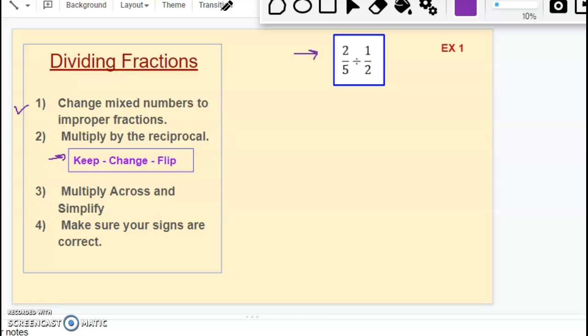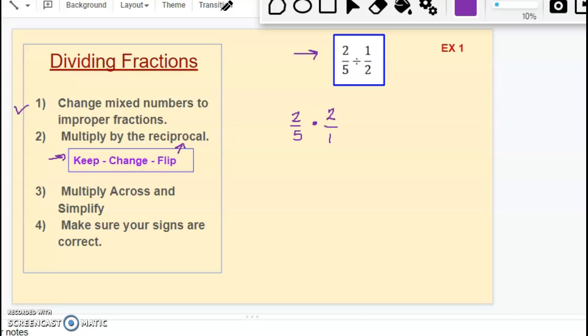We keep the first fraction, 2/5 stays 2/5. You change the division to multiplication. We'll use the dot here. And then you flip. Flip is a fancy word for reciprocal. So you take the 1/2 and you take the reciprocal, or the flip, of that. So instead of 1/2, we're going to have 2/1. If you look at what we did, we changed the division problem to a multiplication problem by flipping the second fraction.